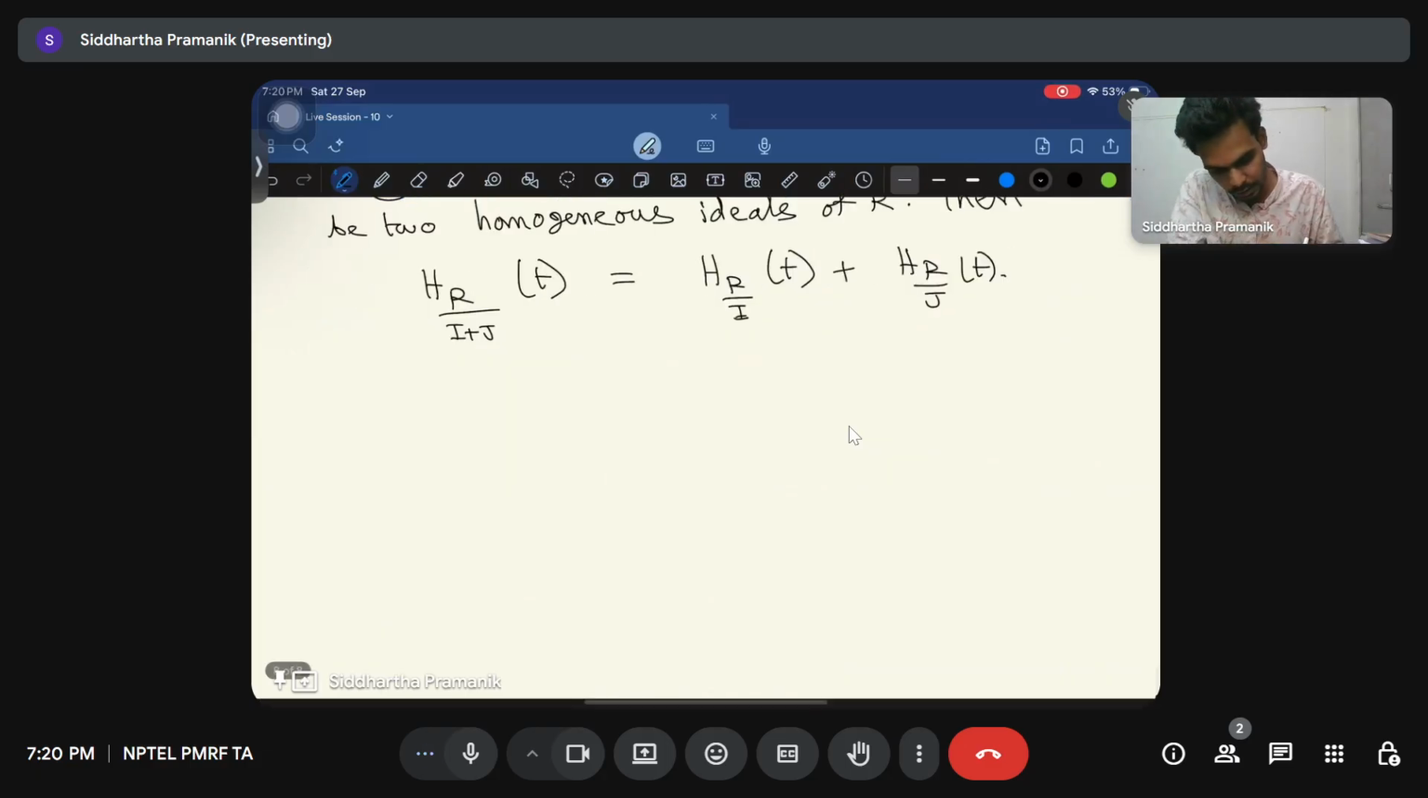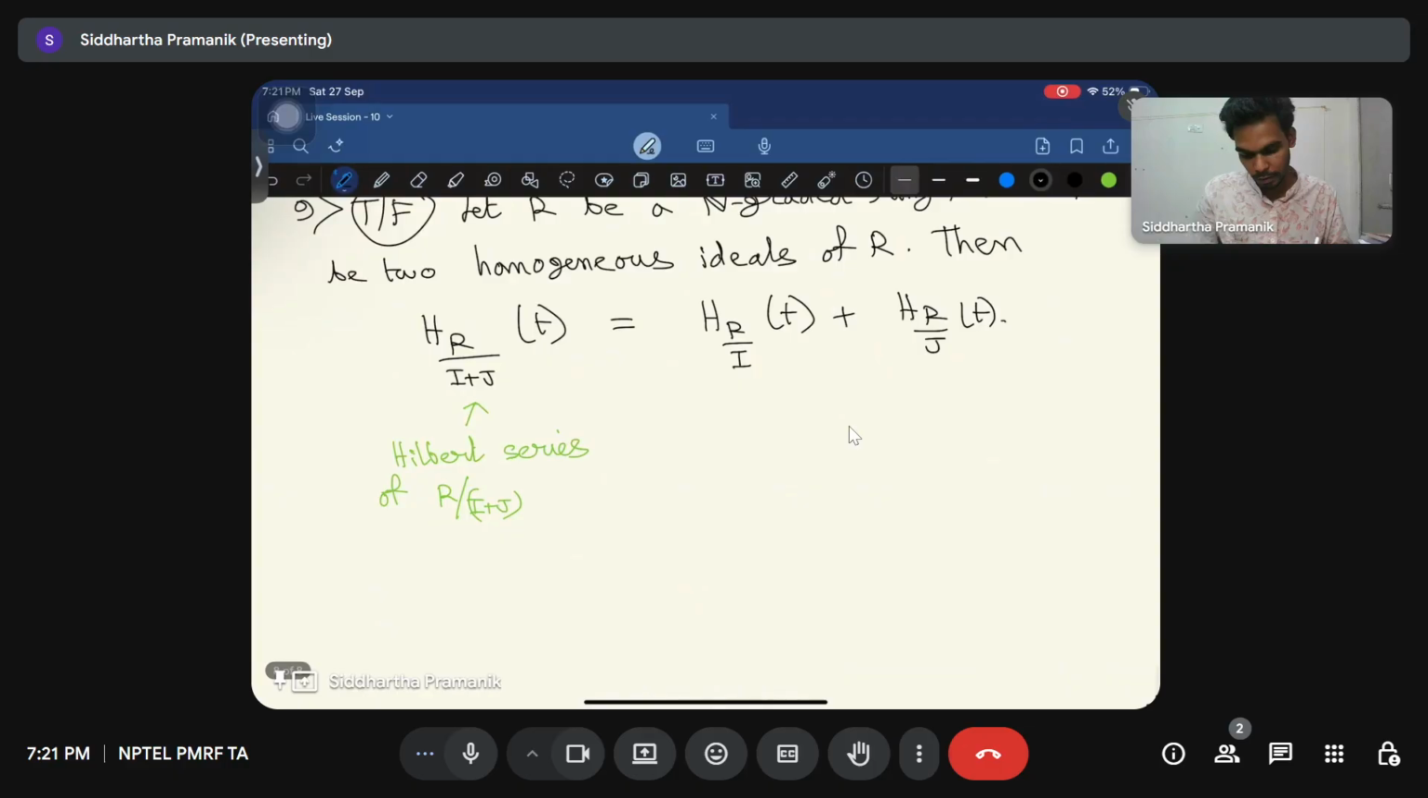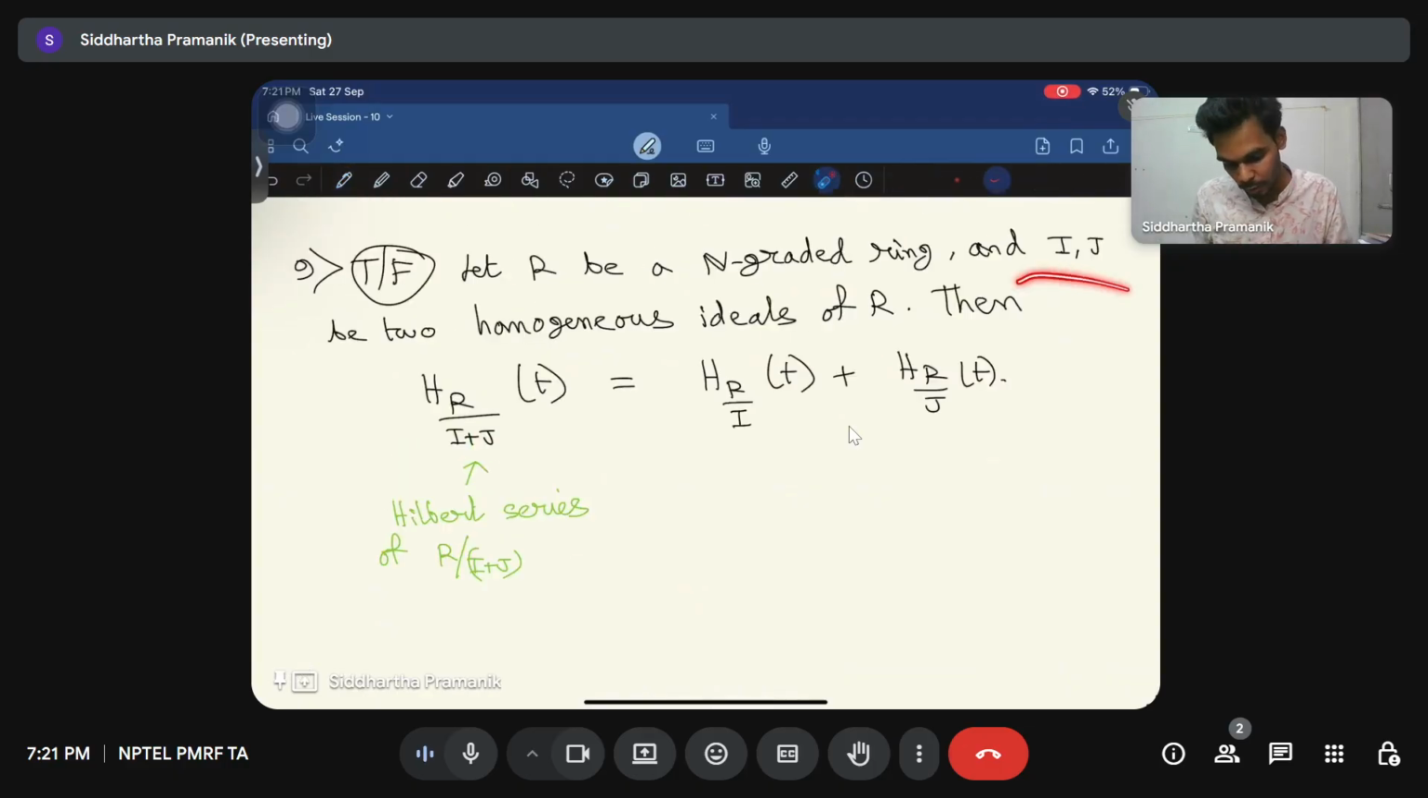So this is the Hilbert series of R mod I plus J. This is the notation for Hilbert series. I am using the same notation as in the lectures, so you don't have to worry about that. I and J are homogeneous, which means I plus J is also homogeneous, so this quotient is also homogeneous and we can talk about the Hilbert series. So are these things the same or not? Let's check this.